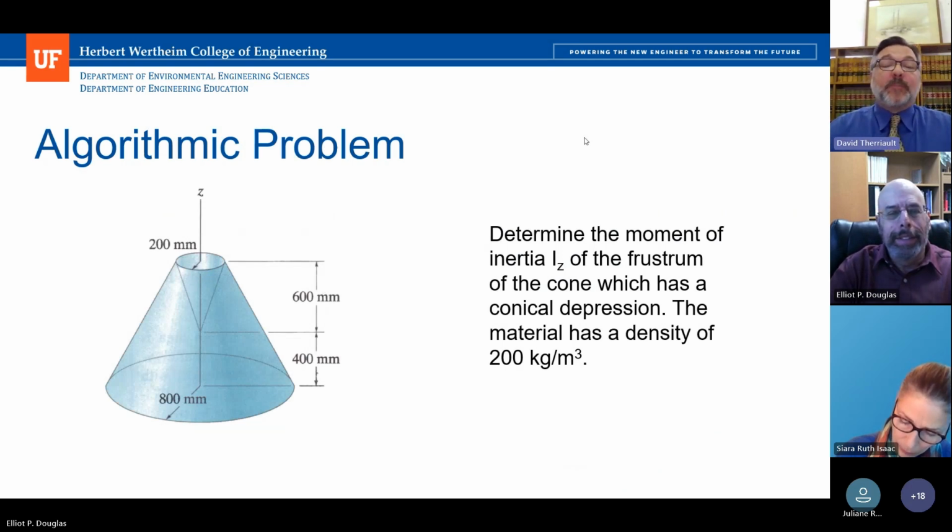So on the end of the spectrum where we talk about instructional approaches to engineering, this is your typical algorithmic problem that comes from a statics textbook. You have to determine the moment of inertia on the frustum of this cone where it has this conical depression. This is one that's well scripted. It's well scoped. It doesn't contain much in the way of ambiguity. It has a single correct answer.